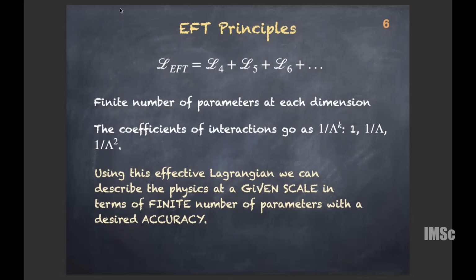So when I write this Lagrangian in full generality, there are a finite number of parameters. Even with the full generality, the number of parameters at dimension 4 is finite, and at dimension 5 is finite. The finite number is very large.